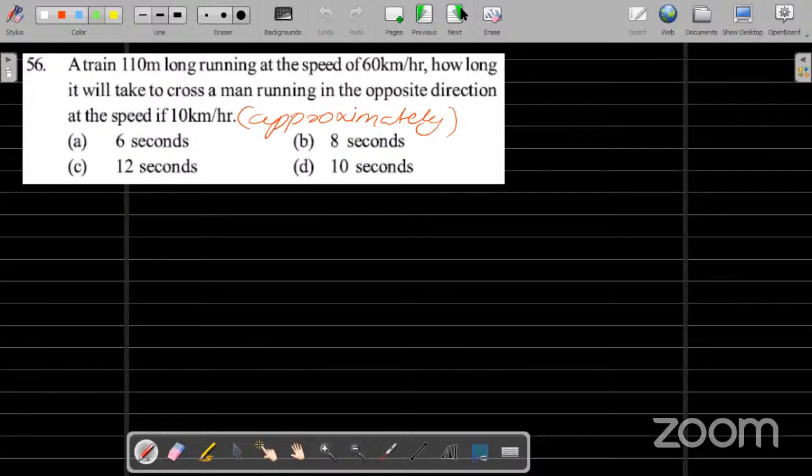A train 110 meters long, running at a speed of 60 kilometers per hour. How long will it take to cross a man running in the opposite direction at a speed of 10 kilometers per hour? There has to be the word approximately. Here we are not getting the exact answer. Okay.